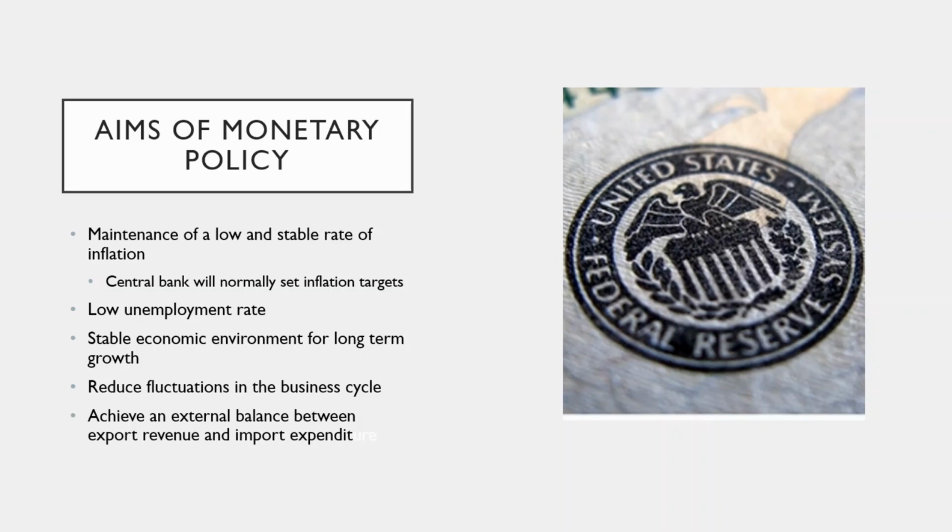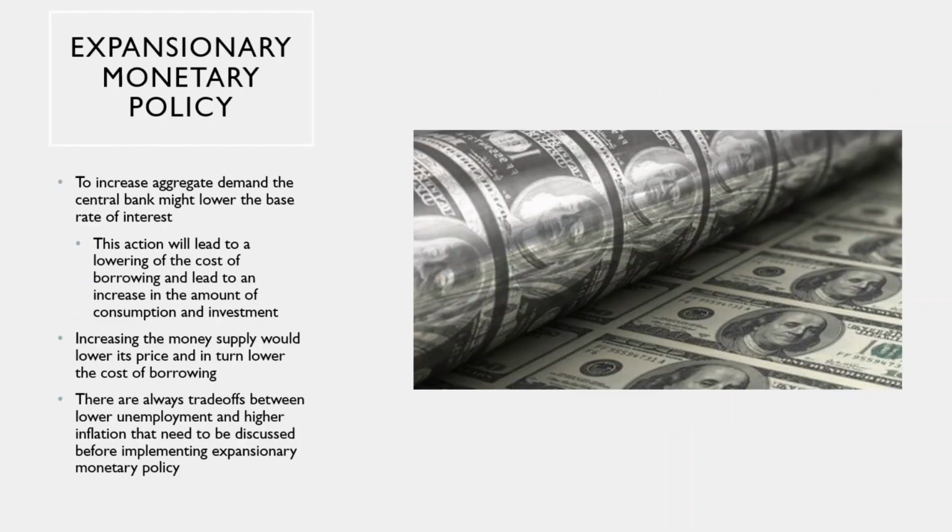The aims of monetary policy are going to be pretty similar to all the other ones we've talked about. So let's talk about expansionary monetary policy first. This is to increase aggregate demand. They do this by trying to increase the money supply, which will decrease interest rates. By decreasing interest rates, it's going to lead to an increase in investment and consumption, which will cause aggregate demand to shift rightward. This is a slower process.